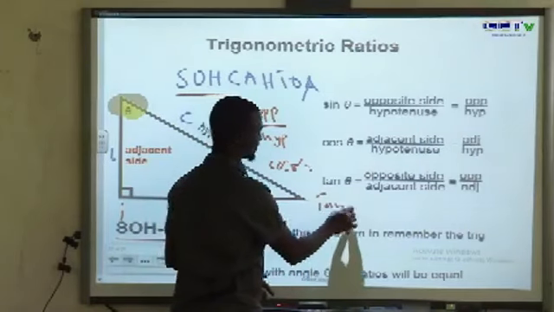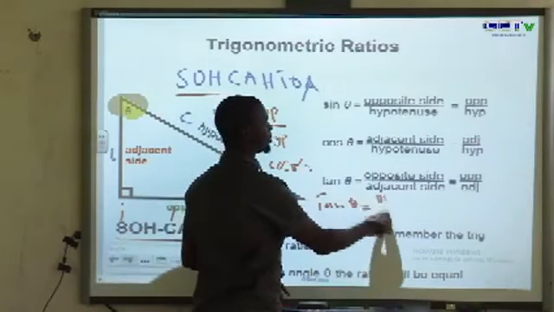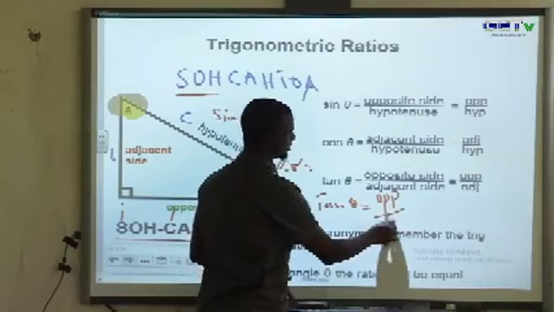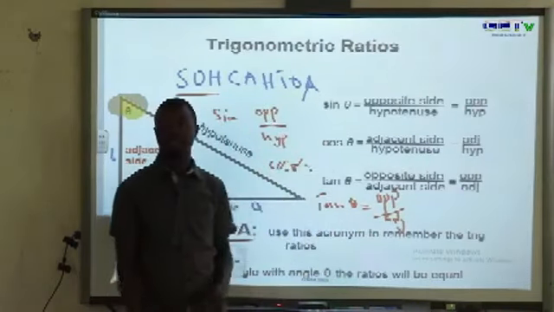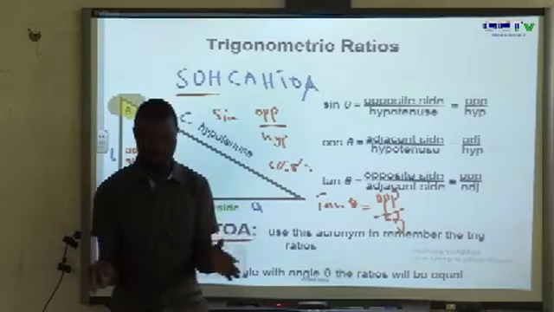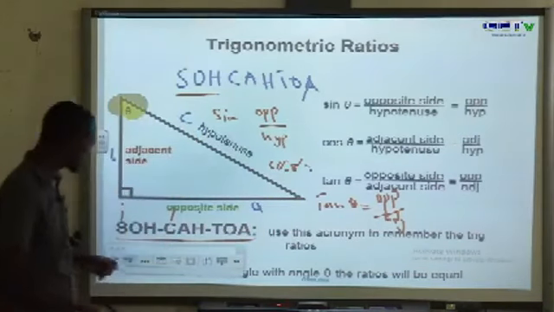Tan theta will give opposite over adjacent, like the way they are there. So these are the three basic trig ratios.